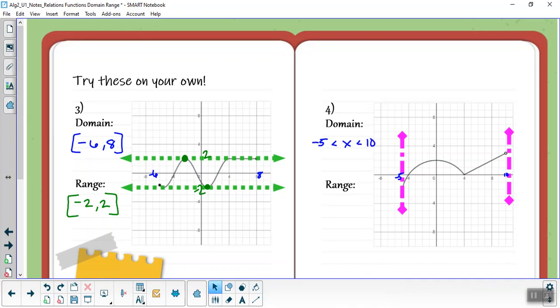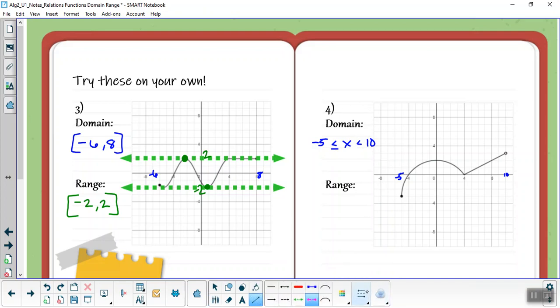Now I'm going to delete my pink lines on the graph just so I can see if I'm dealing with a closed circle or an open circle. So at -5, I have a closed circle, which means I need the equal to. At 10, I have the open circle, so I can just leave it.